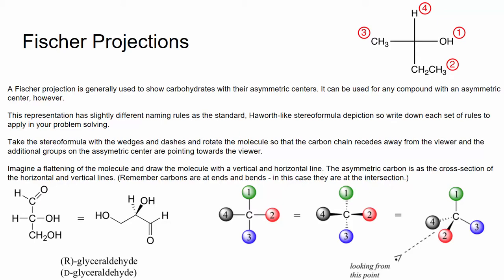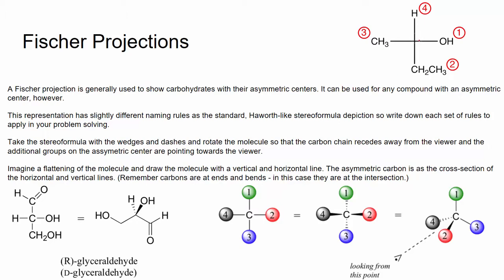We have another way to view our molecules with their stereochemistry, and that's called a Fischer projection. Now, a Fischer projection is usually used to show carbohydrates with their asymmetric centers because they typically have several. But it can be used for any compound with an asymmetric center. So a Fischer projection is a flattened out way to show the four groups around an asymmetric center.